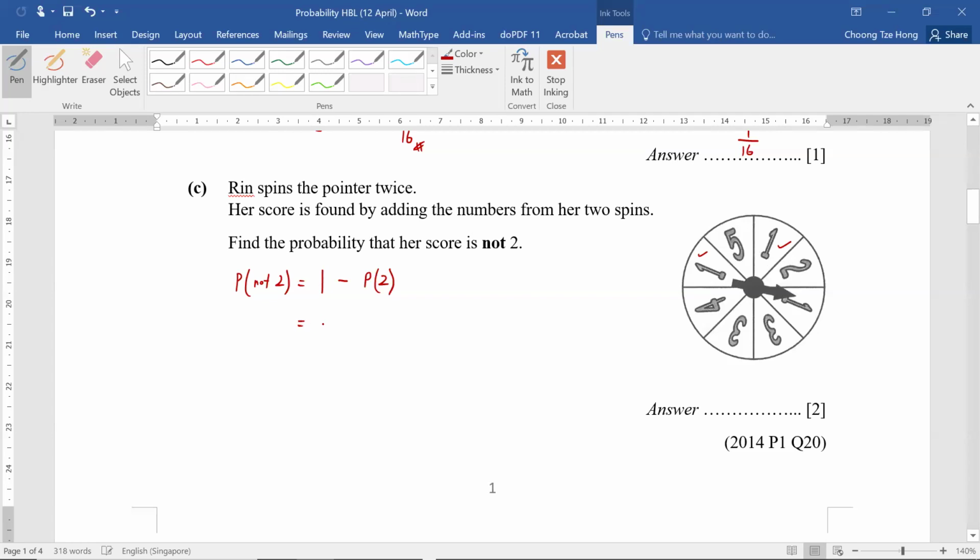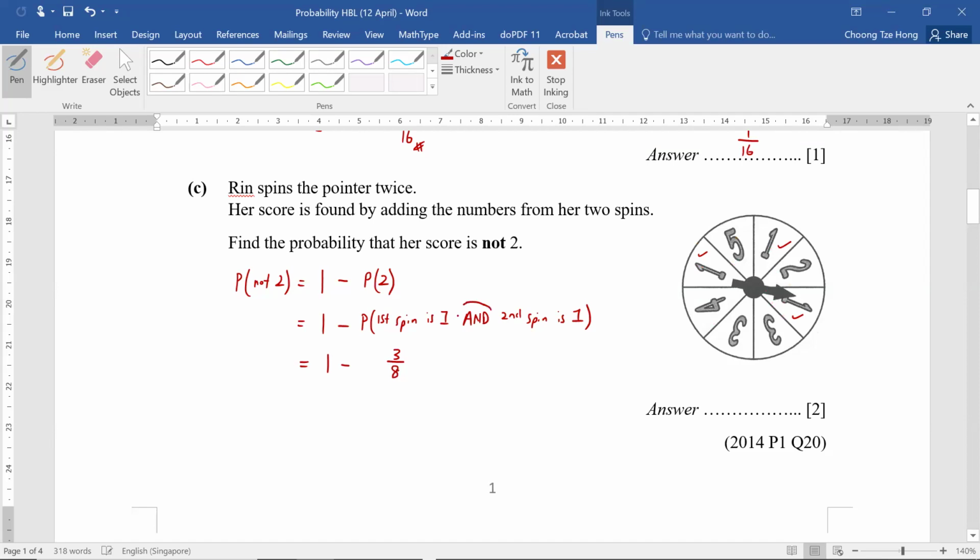Okay, then in this case, as we've discussed earlier, for the probability of getting a 2 for the total score, there's only one way, which is first spin is 1 and second spin is also 1. Okay, so there's only one way to get a 2 for the total score. This way is going to be very easy to calculate. So what is the probability of the first spin being 1? How many 1s are there on the board? 3, right? 3 outcomes that favor 1 out of the 8 outcomes, right? So the probability of the first spin is 1 would be 3 over 8.